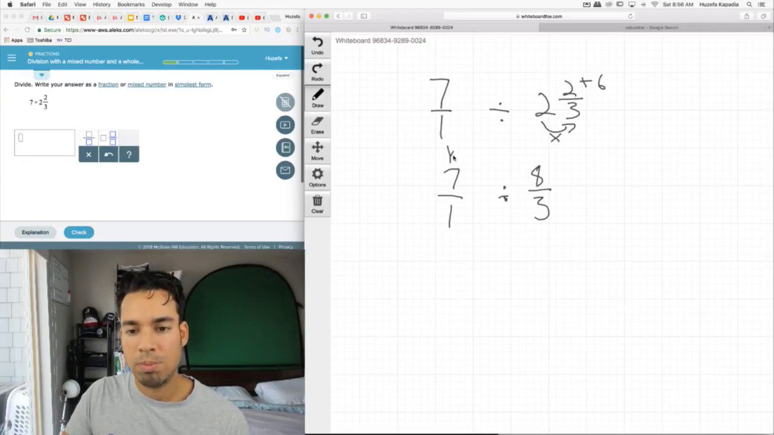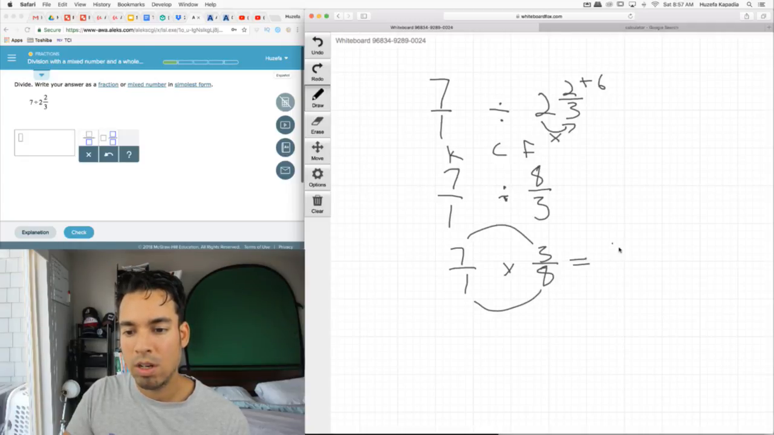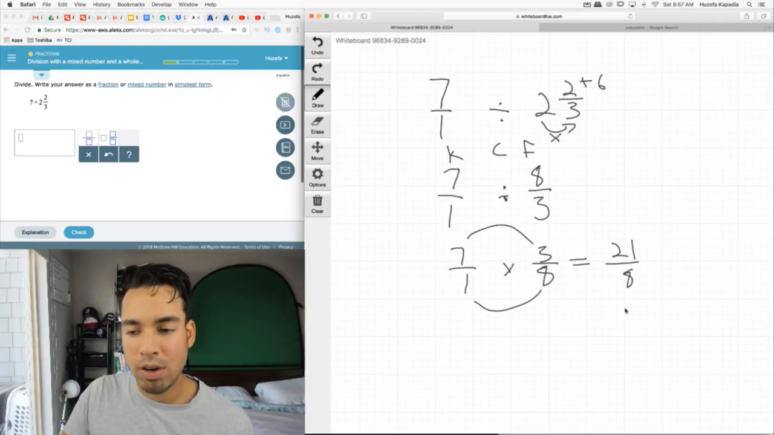Now we're going to do keep, change, flip. So keep this, change this to multiply, and flip that to 3/8. Can't cross simplify, so we'll multiply across. We get 21 over 8. But they want this back in a mixed number. So again, this is a division problem. Carry out the division. How many times does 8 go into 21?